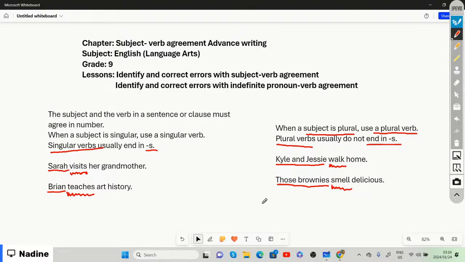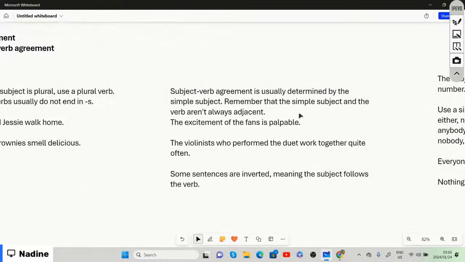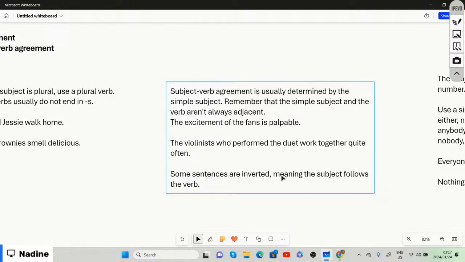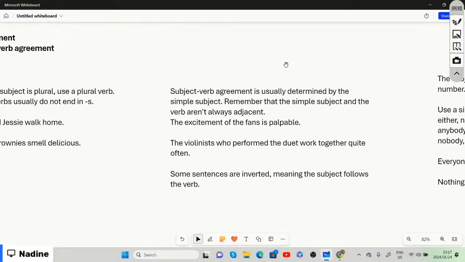Right? The subject as well as the verb within a sentence or clause needs to agree in number. So also when it comes to subject verb agreement, right? The subject verb agreement is usually determined by the simple subject. And the simple subject and the verb aren't always adjacent, right?